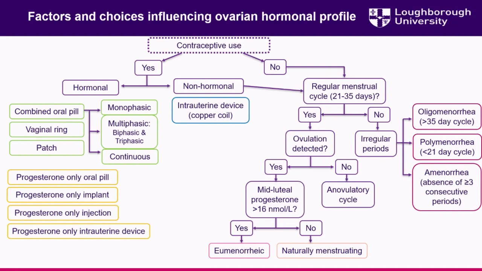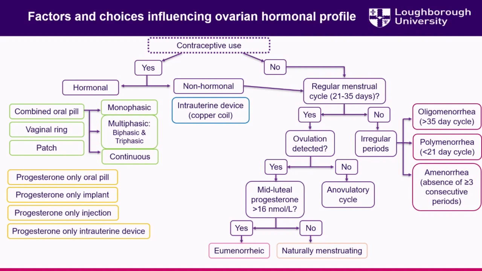There are then a plethora of hormonal forms of contraception. We have our combined forms, which is a synthetic estrogen and progesterone, and these are shown here in green. So we've got a combined oral contraceptive pill, we've got a vaginal ring, and we've got patches. And then we have some progesterone-only preparations. So we have pills, we have the progesterone-only implant, injections, and there is a progesterone-only intrauterine device, or IUD, as well.